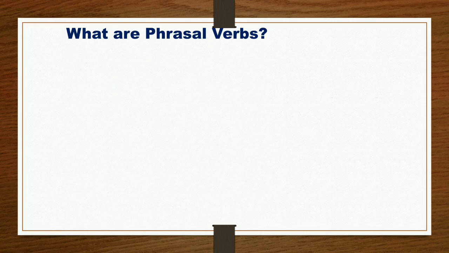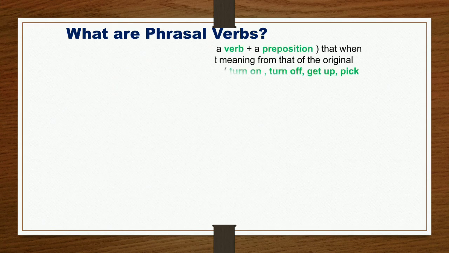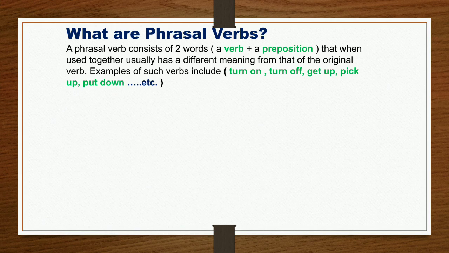What are phrasal verbs? A phrasal verb consists of two words, a verb plus a preposition, that when used together usually has a different meaning from that of the original verb. Examples: turn on, turn off, get up, pick up, put down.